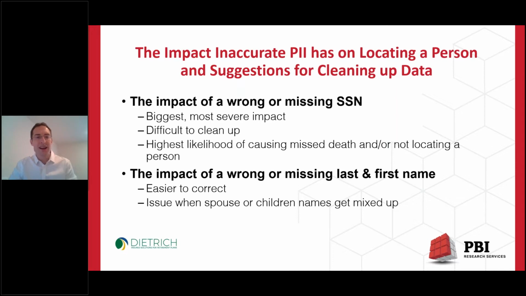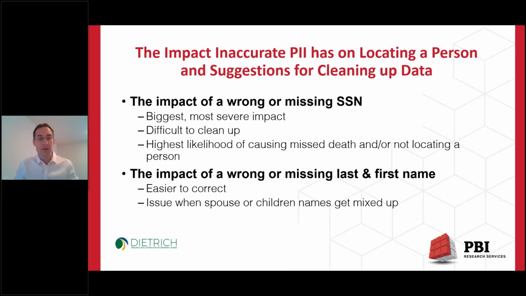When I mentioned the highest likelihood of causing a missed death or not locating a person, we have seen a missing or wrong Social Security number result in 90% fewer found deaths. That's a study that we did earlier this year, and it was about 91% fewer found deaths. We are better at cleaning up Social Security numbers when they might be off by a digit or two, but when they're blank or placeholders, we need all the other data points to help us clean up that data. So that is the most severe one, and something you'll want to take a look at to make sure you have it in properly.